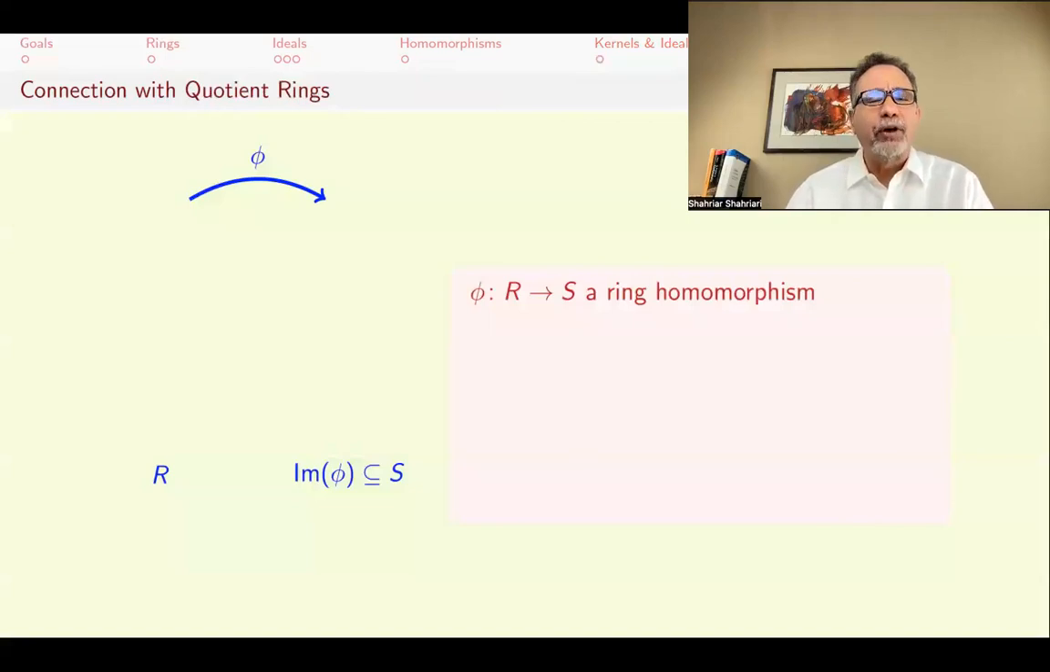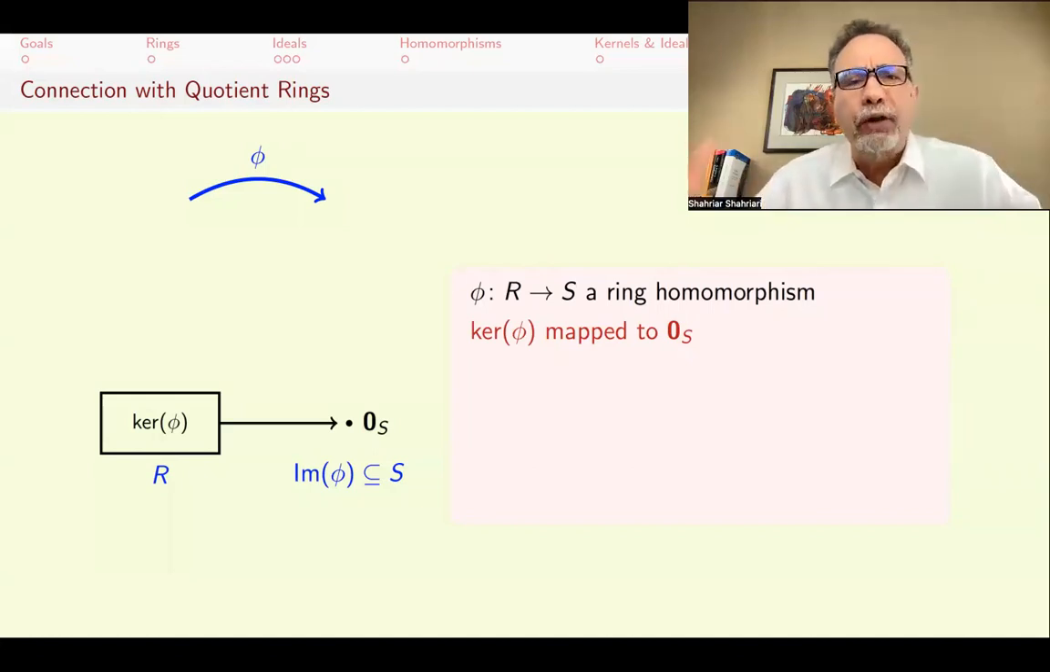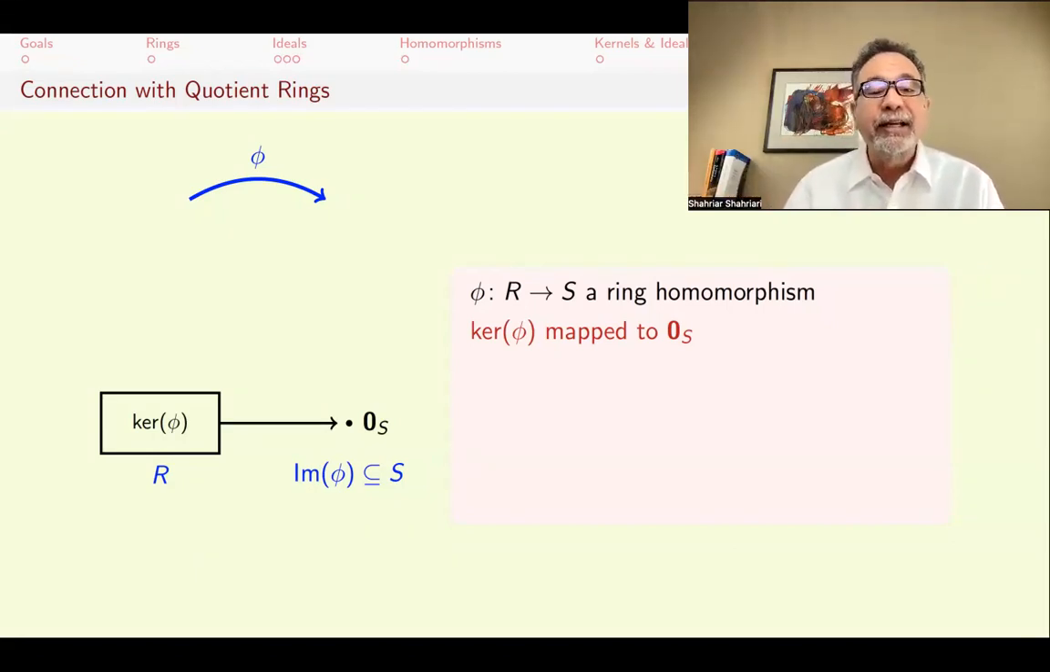Now, I want to briefly tell you the connection with quotient rings. Again, other videos will go into more detail about this. So if you have a ring homomorphism from R to S, it's not going to go to all of S. It's going to be really a map to the image of phi, whatever that is. What are the elements that are hit? The kernel is those elements that are mapped to 0.